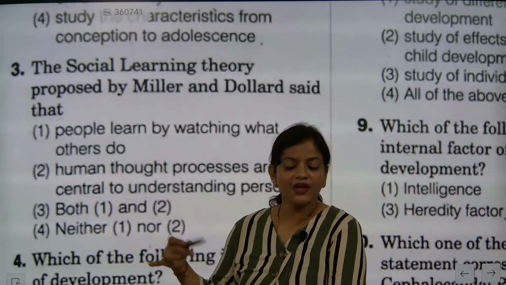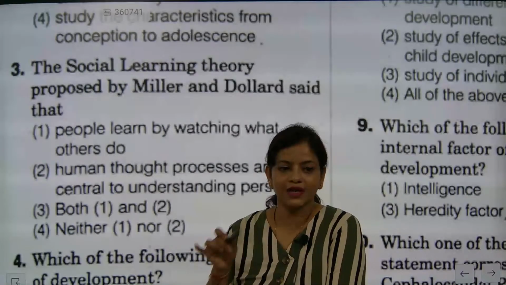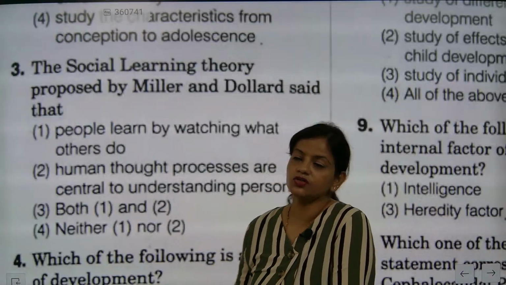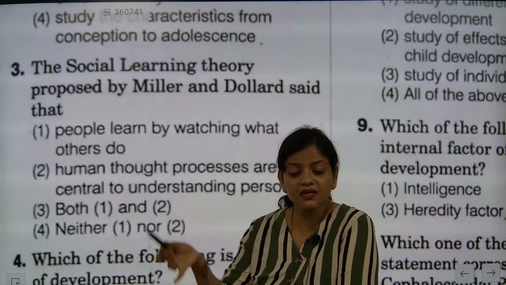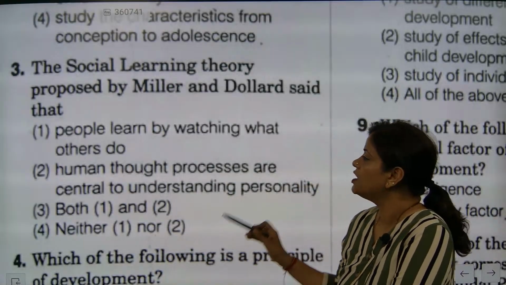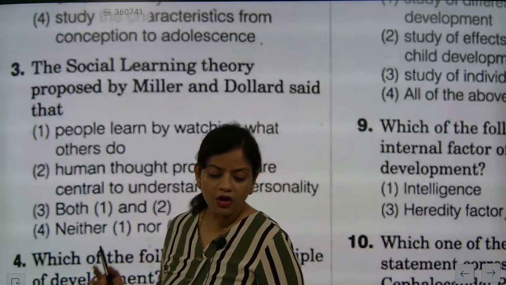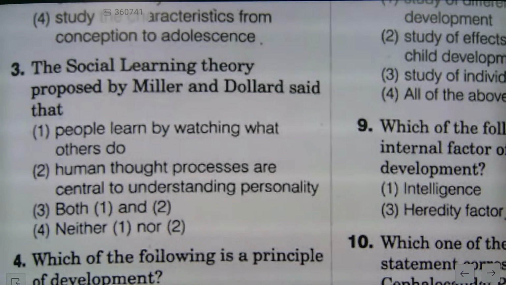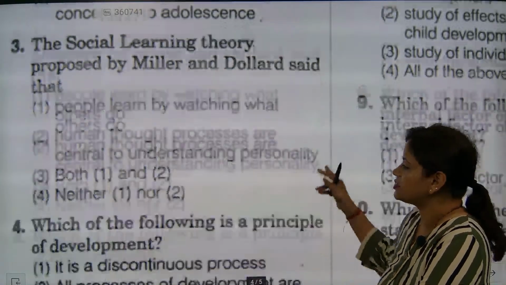Yes, 100%. We are learning. See, understand one thing. When somebody is doing something, we are watching them and we are learning. That's one concept. So we are watching what others are doing, and based on that, we are behaving. That's one process. Social learning theory proposers Miller and Dollard are telling that we see, we perceive, and then we do the work. Understood? Second is human thought processes are central to understanding personality. Yes, thought processes are central, and personality too. So whatever your personality traits are, that is taken, and accordingly people behave. Understood or not? So you need to understand this one.